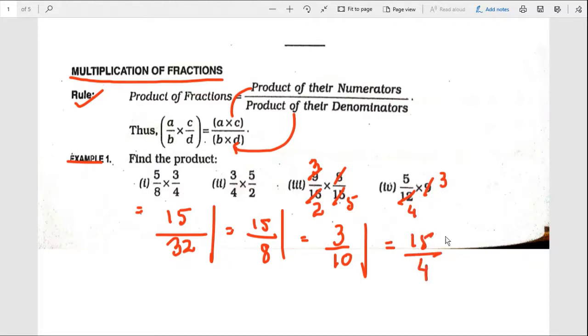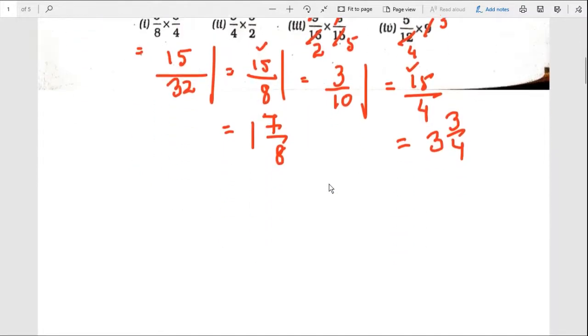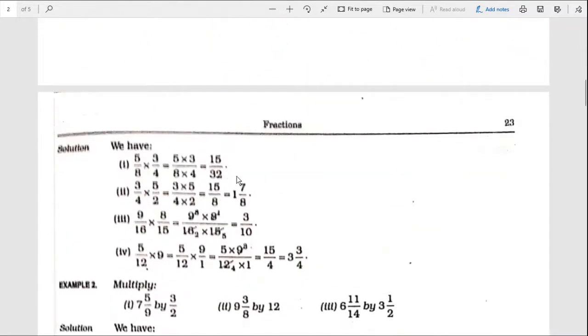These are improper fractions, both this one and this one. So you will write 1 whole 7 by 8 for this answer, and here 4 threes are 12, so 3 whole 3 by 4. These are the simplifications of the given question. See the answer, the simplification is here.